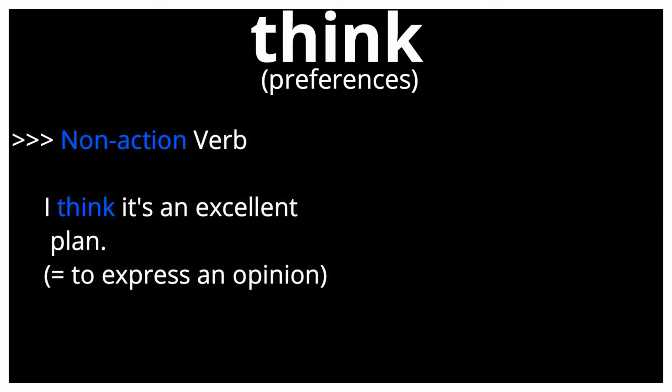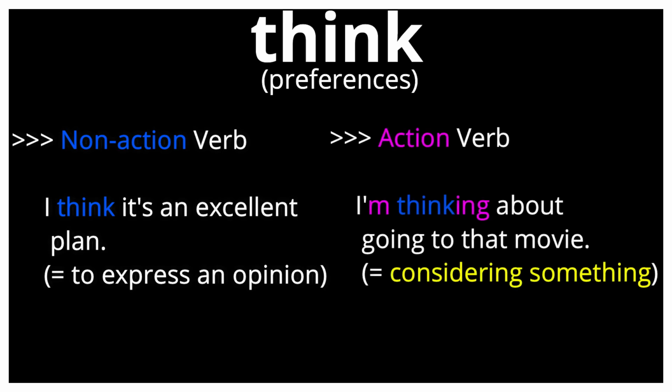Now we have the verb think in the preferences category. In the first example, we have I think it's an excellent plan. This is a non-action verb. It expresses an opinion. In this case, it's an opinion about the plan. And in the action verb example, I'm thinking about going to that movie. In this case, the person is considering doing something or thinking about. That's an action. So it's an action verb.